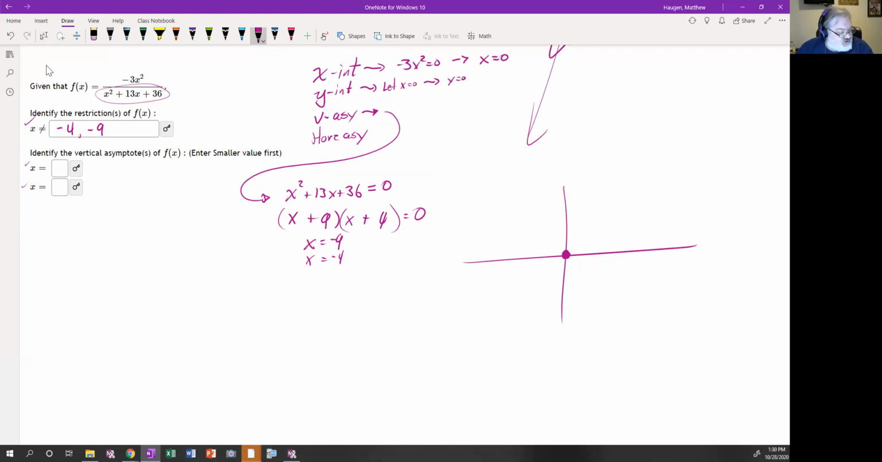Now, do those domain restrictions always make vertical asymptotes? No. The only time they don't make vertical asymptotes is when they also make the numerator 0, right? But we already know the numerator is only 0 when x is equal to 0. So neither the -4 nor the -9 makes the numerator 0. So both of them are going to robustly create vertical asymptotes. So we get a vertical asymptote at x equals -4 and x equals -9.